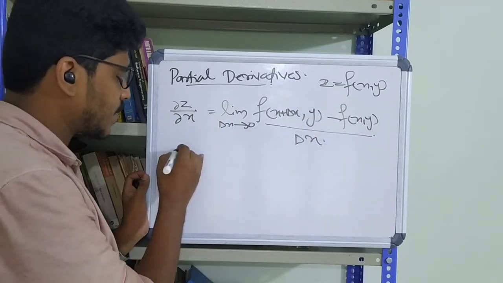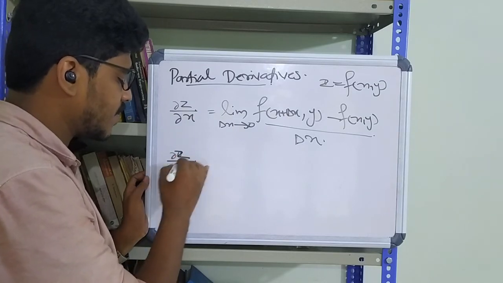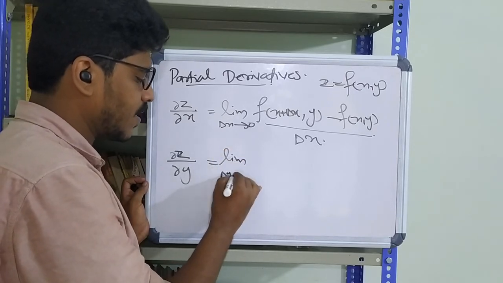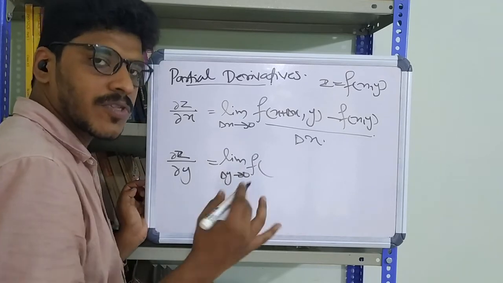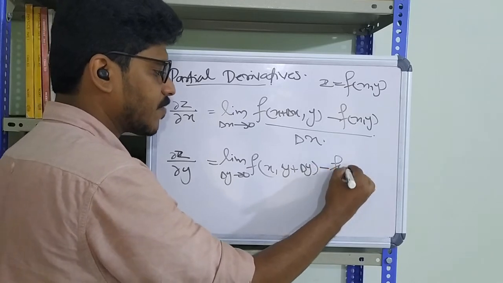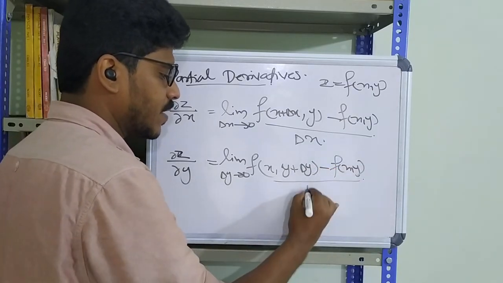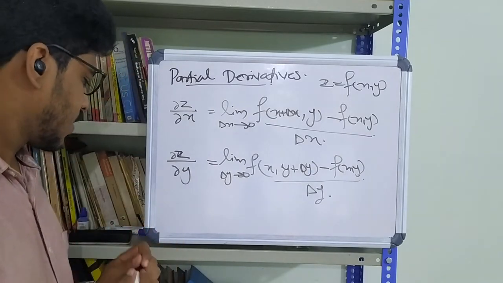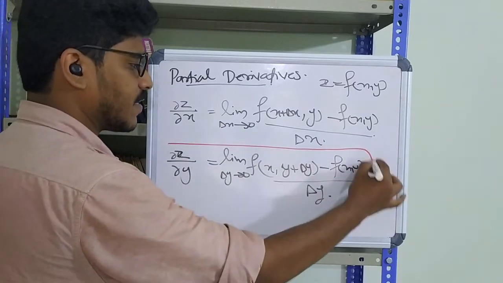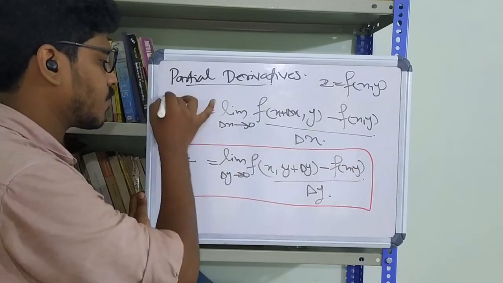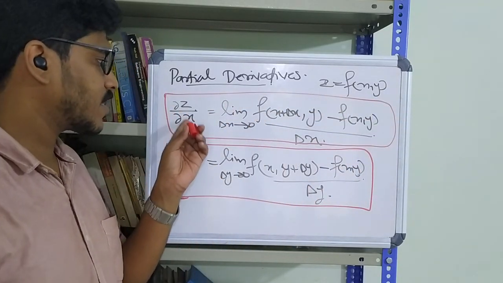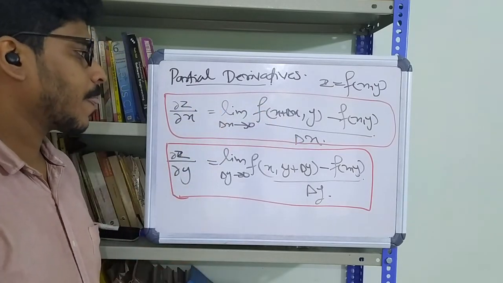Similarly, we can give the expression for the partial derivative with respect to y. ∂z/∂y equals the limit, say, Δy goes to 0, f of x, y plus Δy, we are not going to make any change to the x part, and we make changes to the y part, minus f of x, y, divided by Δy. So these are the formal definitions of partial derivatives. This gives the partial derivative with respect to y, and this gives the partial derivative with respect to x for z equal to f of x, y.